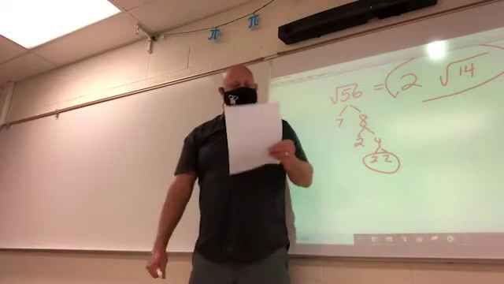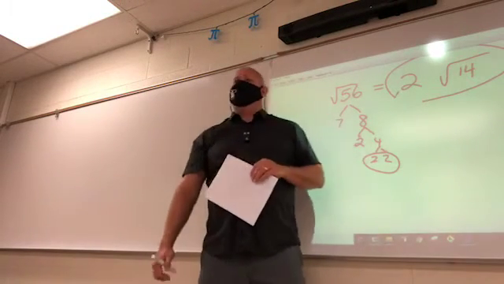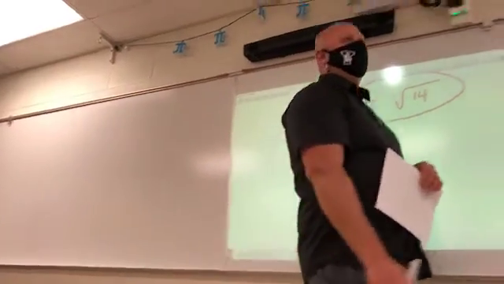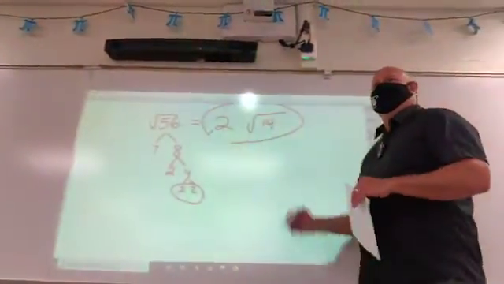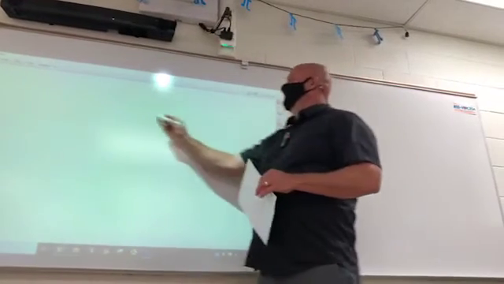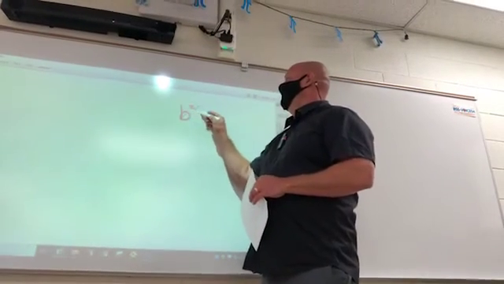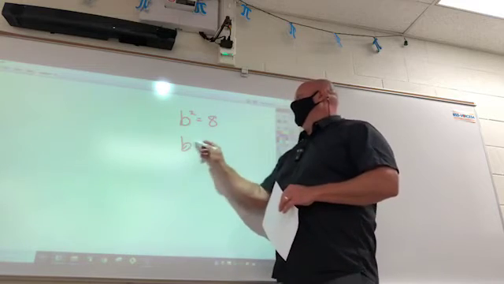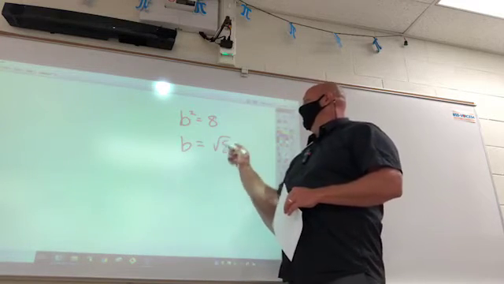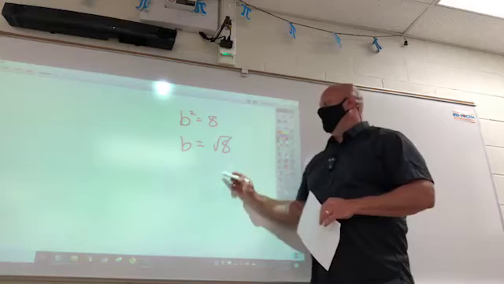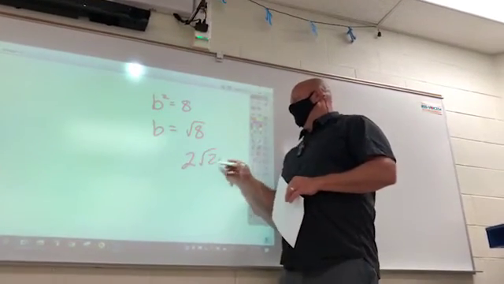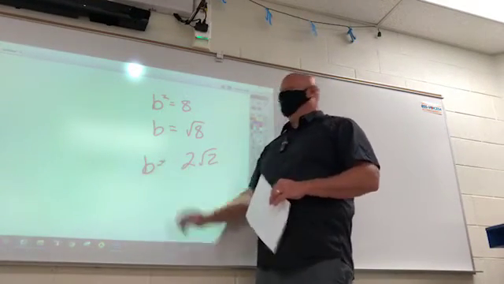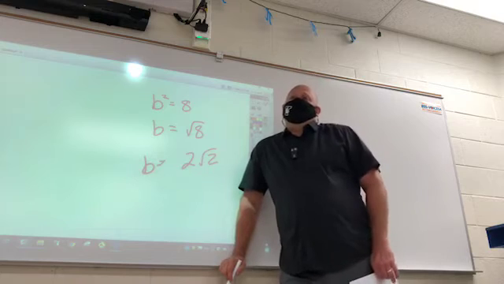I'll bet you every single person got number 33 wrong. Anybody think they got it right? What's the only thing you got to do? How do you get rid of that squared? Great. Simplify that square root. What's the square root of 8? You're wrong. The answer is not 2 root 2. You're close.